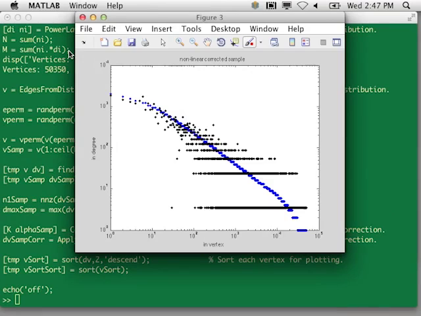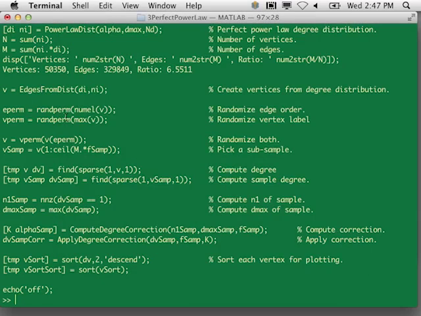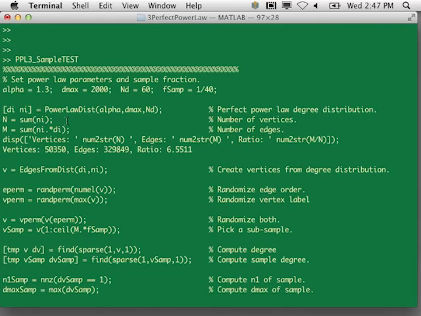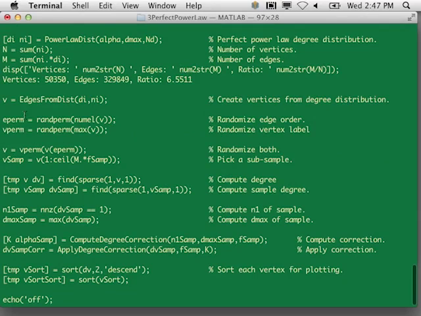You get to see the plots that got eliminated by PowerPoint. MATLAB has defeated PowerPoint's attempts to deny you your education. So, all right. Again, what we're doing here is we're creating a perfect power law. This is a bigger one. I wanted a lot of vertices. So this time we had 50,000 vertices, 329,000 edges, with a ratio of 6.5. We create our vertices. We randomize the edge order, etc.